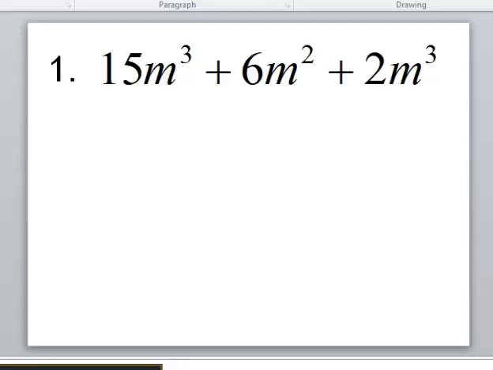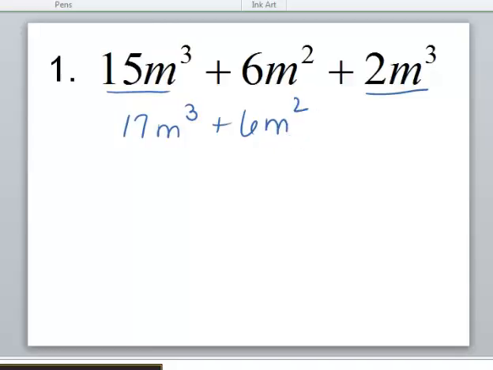So let's just start with this polynomial and simplifying it. My like terms are anything with the same variable and the same exponent. If they don't have the same variable with the same exponent, they are not considered like. So I've got 15 plus 2, which is 17m cubed, and then this stands alone, so it's 6m squared.